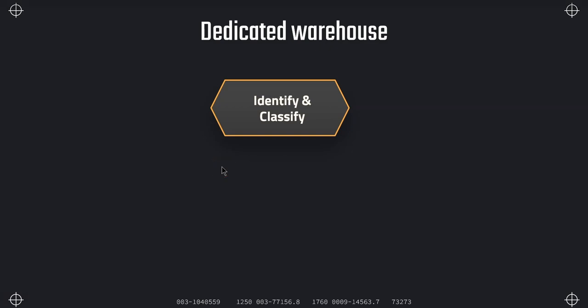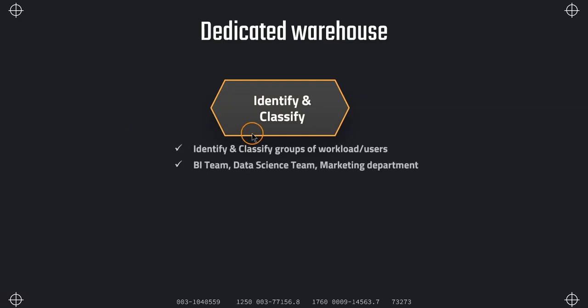And also we can have maybe a warehouse for the BI team or maybe for the data science team and so on. So here we can create a dedicated warehouse for each group that we identify and then assign it to the users so that they can use this warehouse. This is how we could do this.